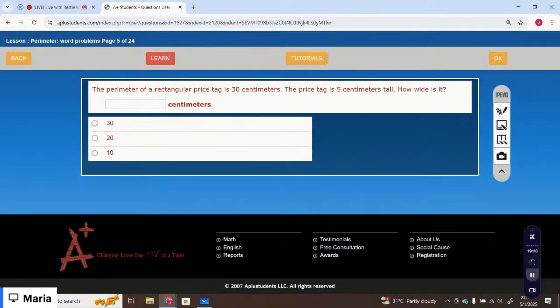The perimeter of a rectangular price tag is 30 centimeters. The price tag is 5 centimeters tall. How wide is it? So which is the correct option? You are given the perimeter of a rectangular shape and the length. You need to find the width of the rectangular price tag. So how do you find it?